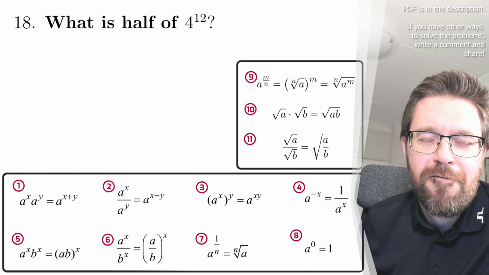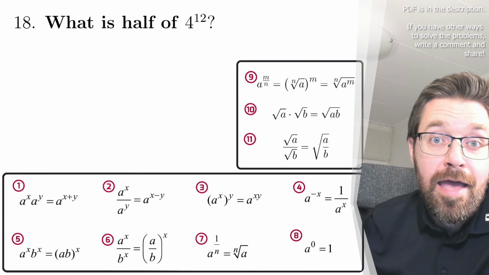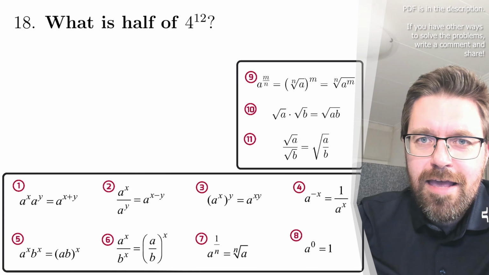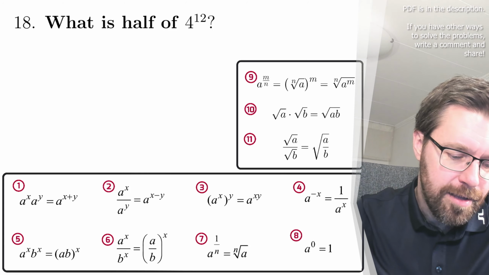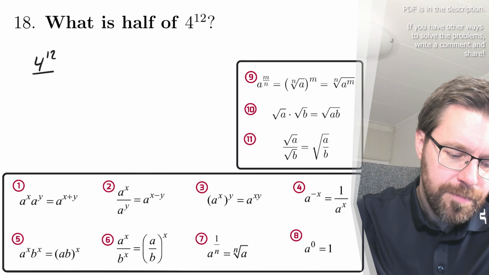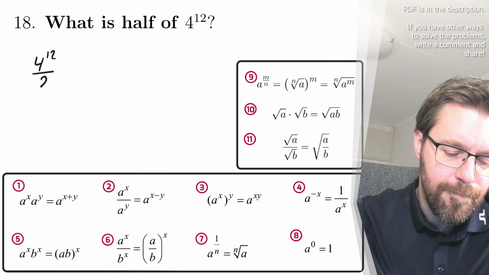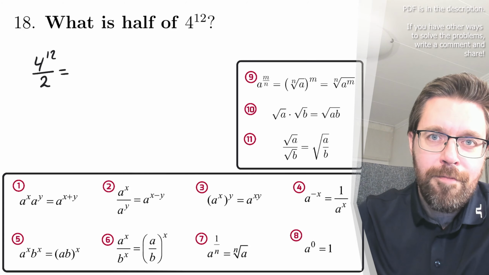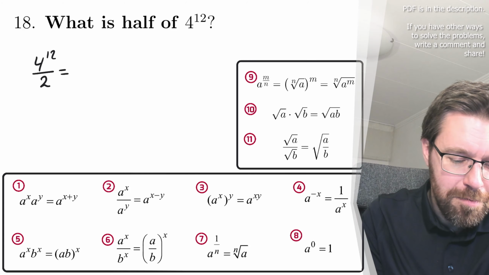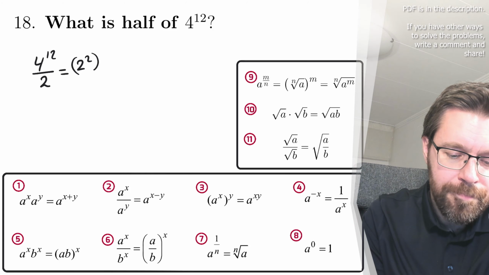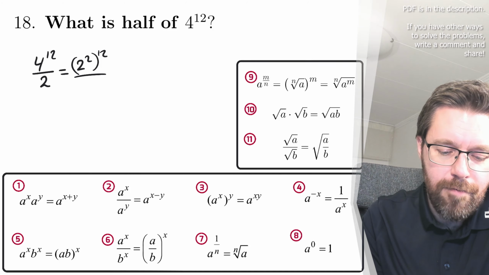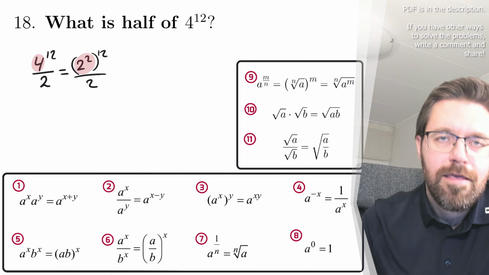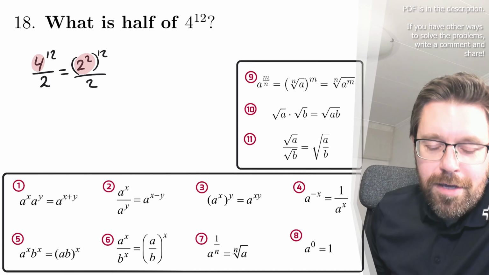What is half of 4 raised by 12? And it's not 2 raised by 12, and it's not 4 raised by 6. I will write it like this from the start. I take the whole thing and divide by 2. And then I will rewrite the number 4 as the base 2. So 2 raised by 2 equals 4. And then raised by 12 and divide by 2. So the number 4 here, I rewrite it like 2 raised by 2.